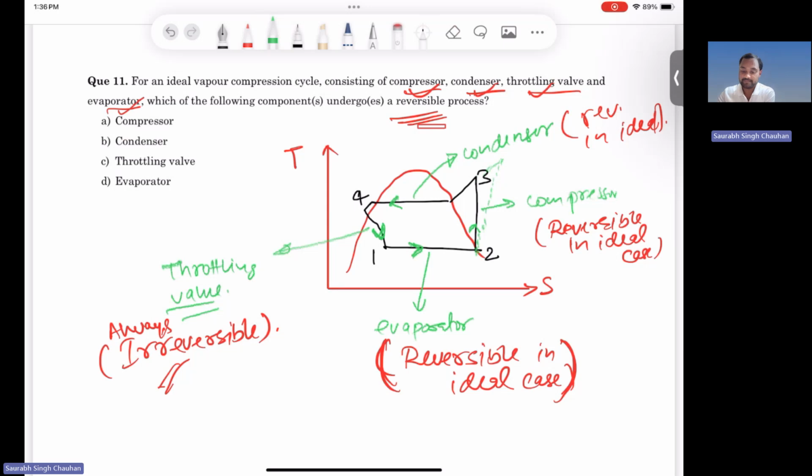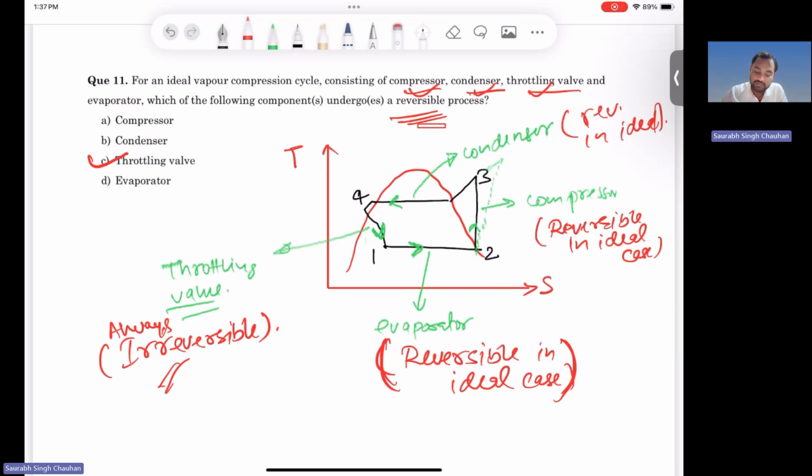You can see the entropy changing. If it was a reversible process, you would get a vertical line, but here from 4 to 1 you are moving towards the right-hand side. So entropy is being generated, and that is the indication of an irreversible process. Now you can answer the question. The correct option should be option C, the throttling valve, because in the throttling valve you have the throttling process, and that is irreversible, so this does not undergo a reversible process.